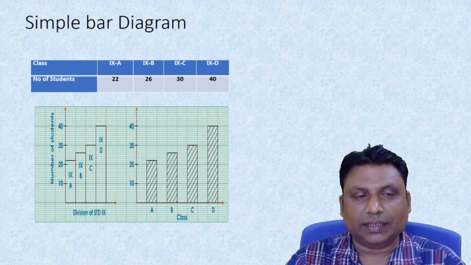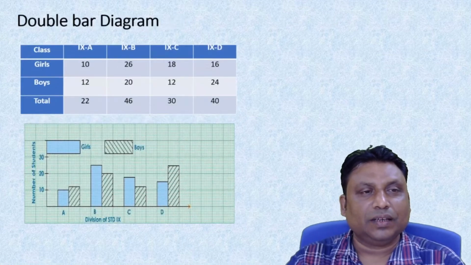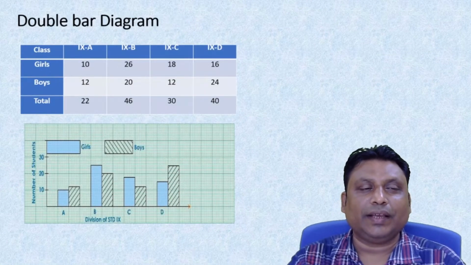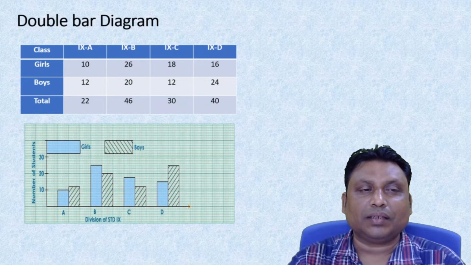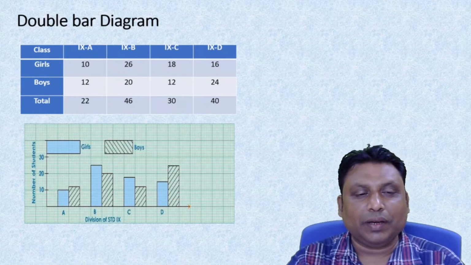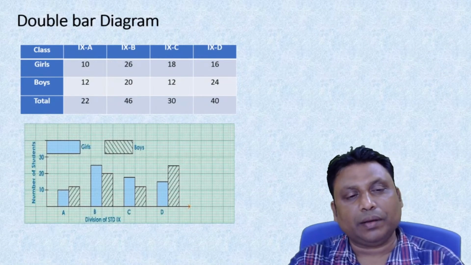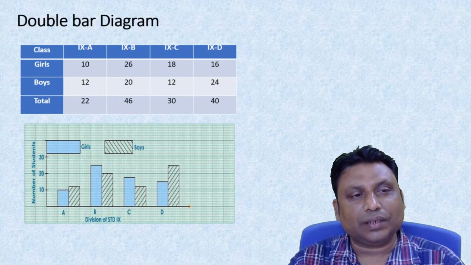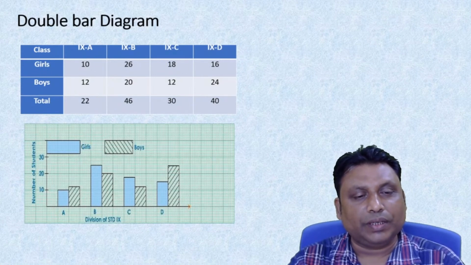Next example is the double bar diagram. We are taking class X, section A, section B, section C, section D, with the girls' marks and the boys' marks. So what happens here? You take how many girls and how many boys, and we can make a graph. Suppose A is equal to boys and B is equal to girls.